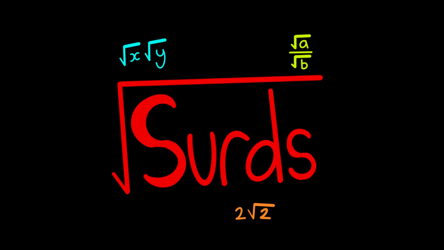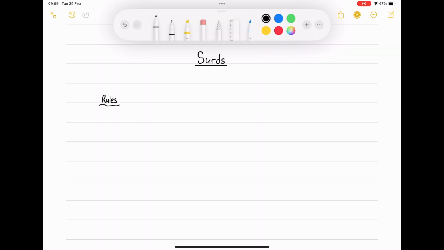Now that we know this, let's have a look at the rules when using surds. The first is that the product of two numbers in a root is equal to the product of the individual roots. The second is that the root of a fraction is equal to the root of the numerator over the root of the denominator. Finally, the third, any number is equal to the square of its root, which is equal to the product of its roots.